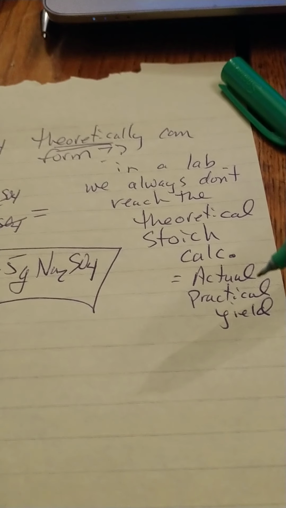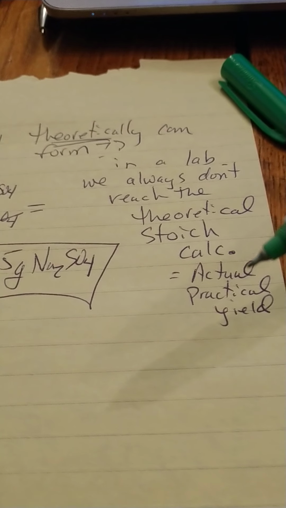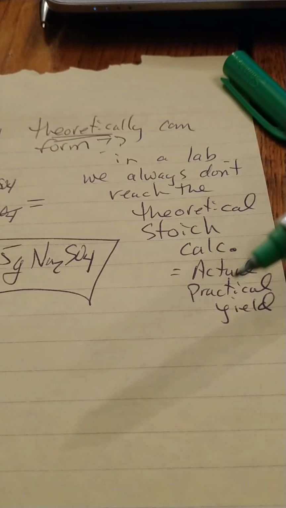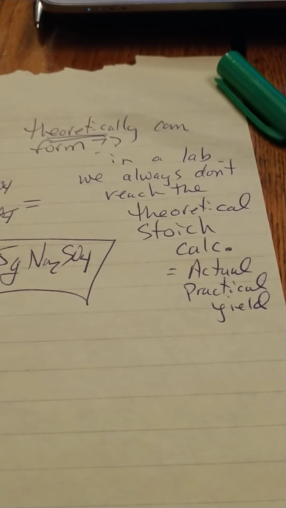So that would be called the actual yield. And our next worksheet will be taking the stoichiometry, comparing it to the actual yield to give us what's called our percent yield. That's coming next.